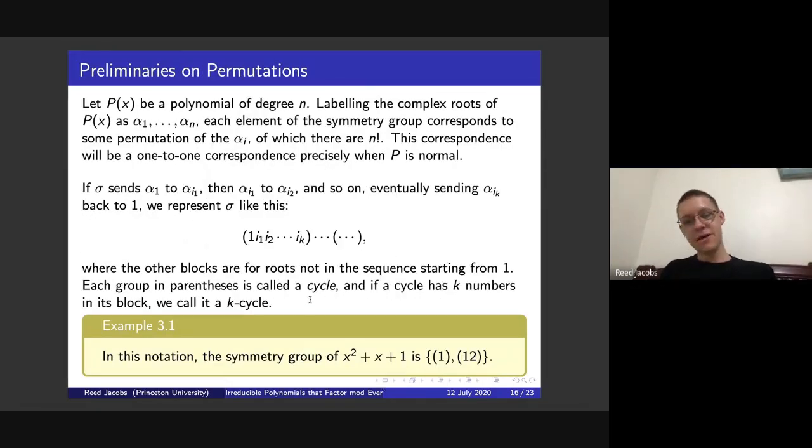So I don't think I have enough time to prove or show everything in my lecture, but I can at least state the main result of my lecture. So p of x is a polynomial of degree n as usual. Let's label its roots as alpha 1 through alpha n. Every element of the symmetry group will correspond to some permutation of the alpha i. There are n factorial possible permutations of the alpha i, but we won't necessarily have every possible permutation as an element of the symmetry group.